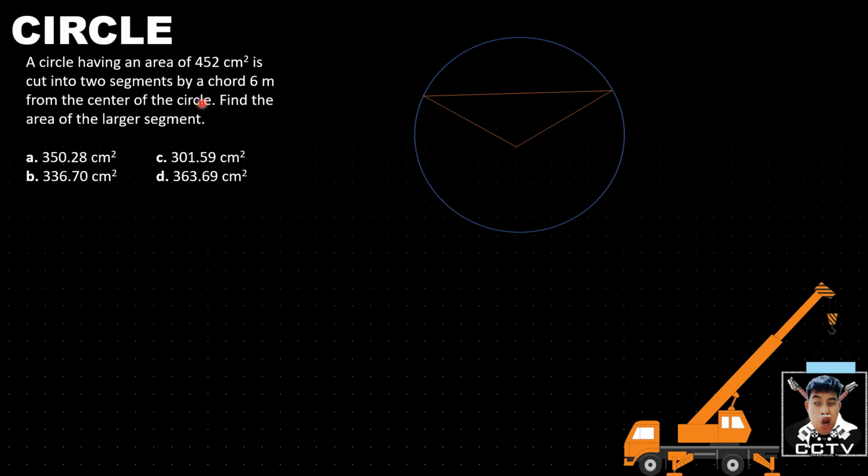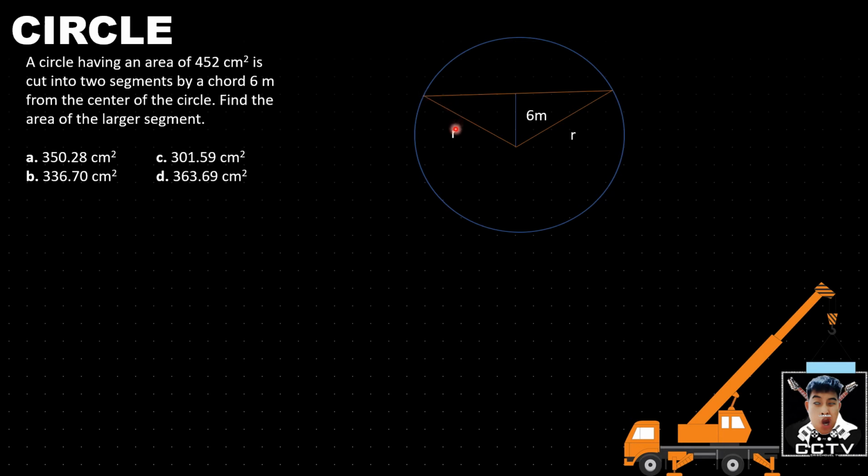Ayan nga. Sabi dito, a circle having an area, binigay na yung area ng circle, at nakat siya sa dalawang segment by a chord. At we all know that chord is, hindi siya nag-intersect sa center. Kaya, the one segment is larger and the other segment, this one is smaller. And sabi dito, 6 meter daw yung chord, sorry. And ang pinapahanap dito is area ng larger segment. This one, malaki. That is 6 meter from the center.